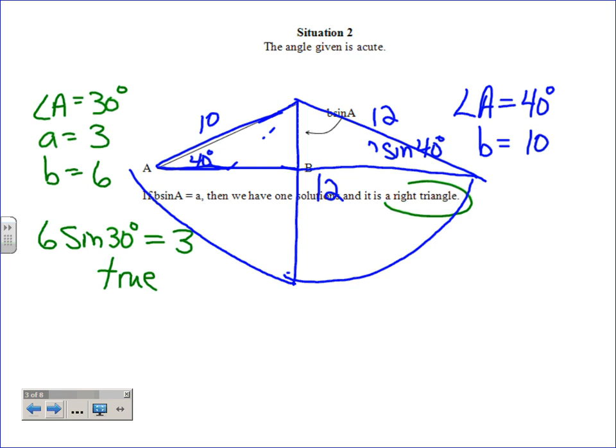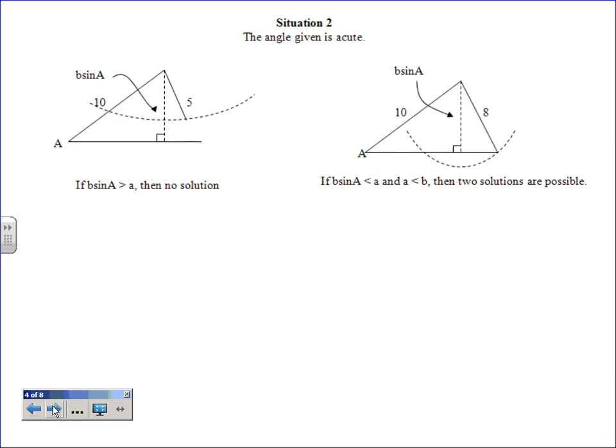So let's go through the situations and see if you can figure it out. Situation 2, the angle given is acute. Do you agree that my angle A in this picture is acute? And in fact, I think I have 42 in there for you, don't I? Go ahead, figure out B sine A right now. How big is that? Again, you take the angle and the non-paired side.